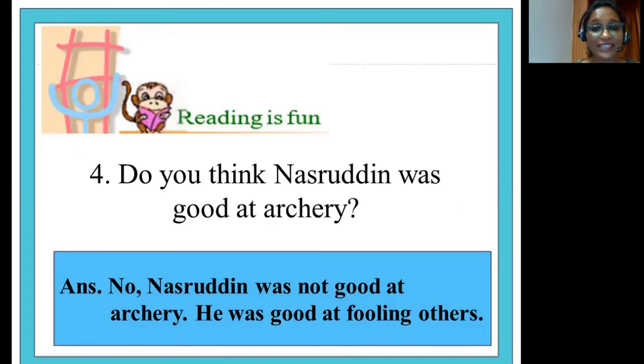Now that we have covered the textual exercises, let's get on with the reading of the lesson. Okay, children? Are you excited? Hooray!